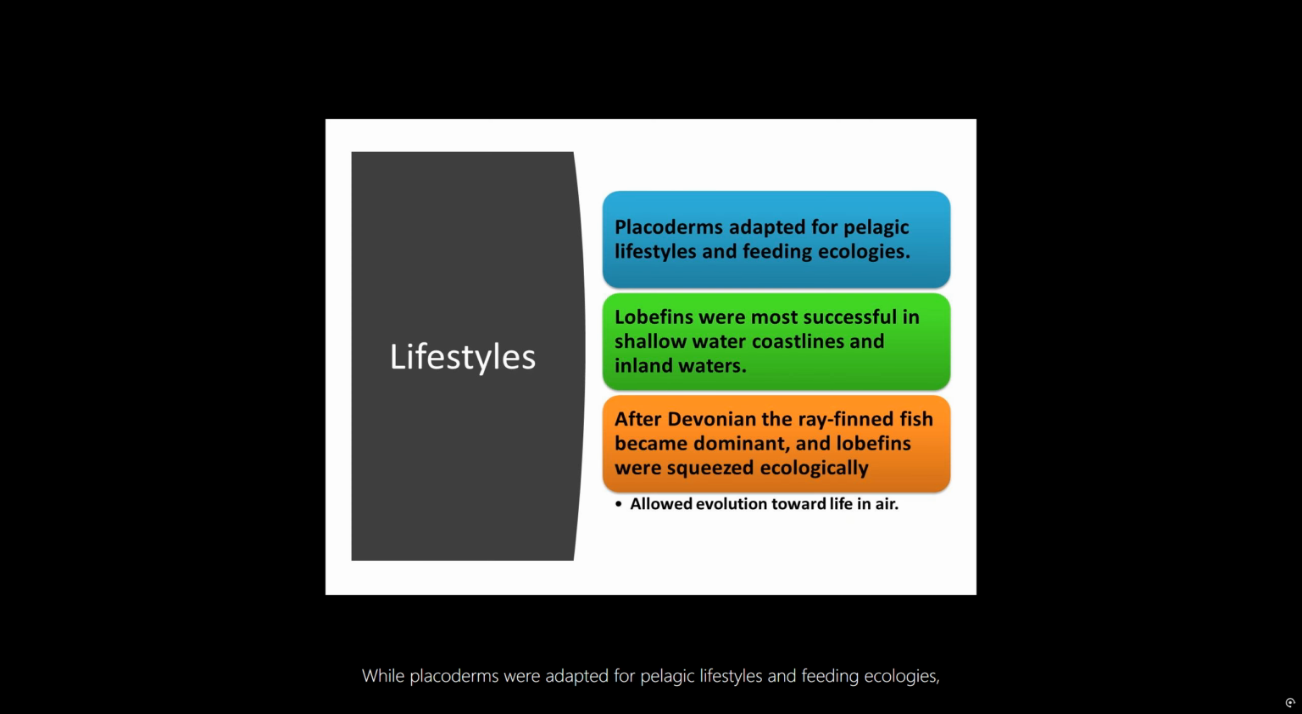While the placoderms were adapted for pelagic lifestyles and feeding ecologies, the lobe fins were most successful in shallow water coastlines and inland waters. After the Devonian, the ray-finned fish became dominant, and the lobe fins were squeezed ecologically. They were pushed toward life in the air, and this pushed evolution of the vertebrates yet again.